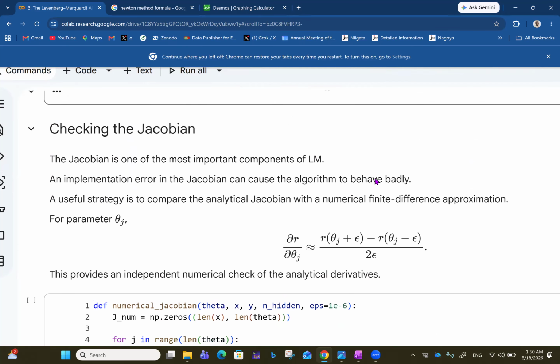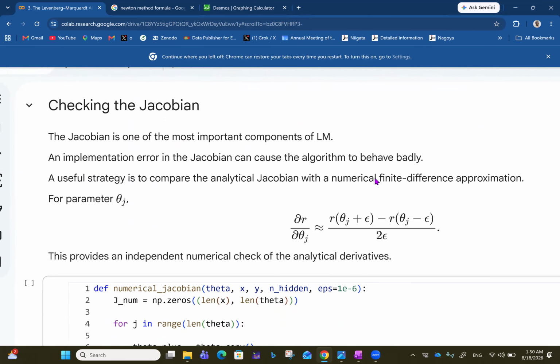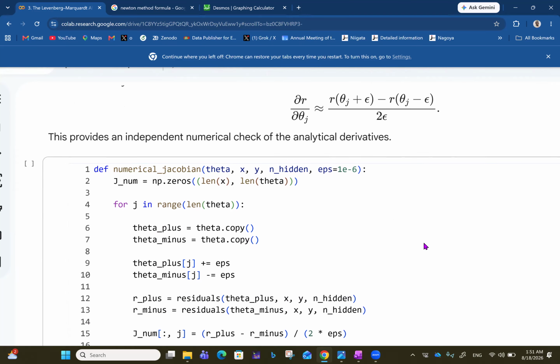And then checking the Jacobian. The Jacobian is one of the most important components of the Levenberg-Marquardt. An implementation error in the Jacobian can cause the algorithm to behave badly. So a useful strategy is to compare the analytical Jacobian with a numerical finite difference approximation. For parameter theta j, you can have partial r partial theta j, which is approximately r of theta j plus epsilon minus r of theta j minus epsilon over 2 epsilon. So that's some kind of central difference also. This provides an independent numerical check of the analytical derivatives.